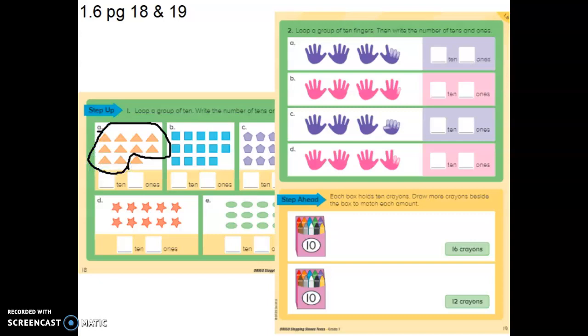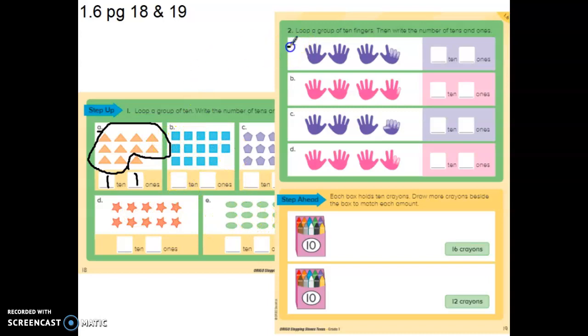So how many groups of 10 could I make out of these triangles? Just 1. So I'm going to write 1 10 here. And how many do I have left over? How many 1s? Single triangles. Just 1. So this picture represents 11. 1 10, 1 1 is 11. You're going to do the same thing with the rest of these.